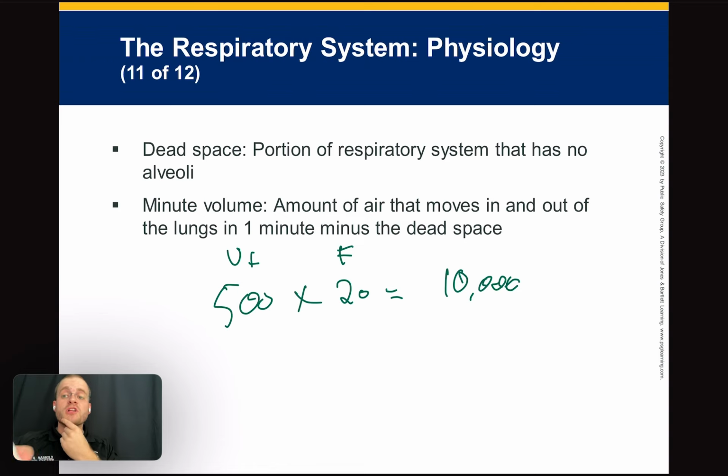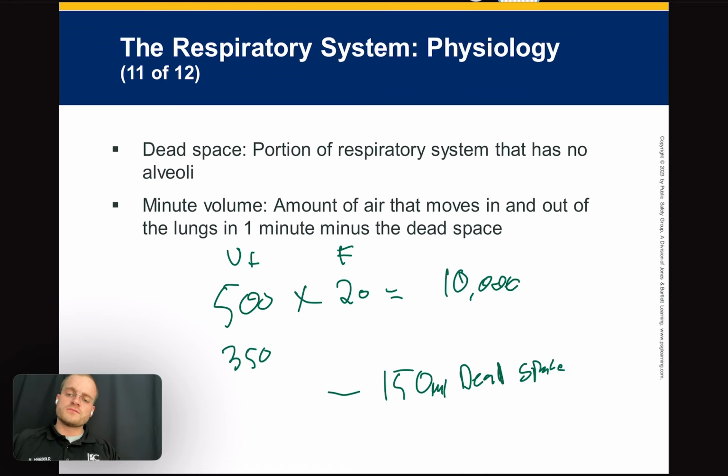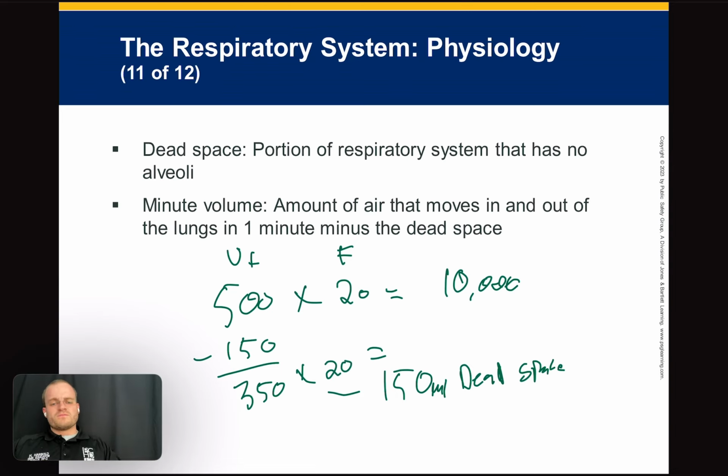So here's an interesting formula. I have to subtract my dead space. Dead space, I think I should have looked this up, is around 150 milliliters per breath. So here's how this formula would actually work. It's going to be 350, because you got to subtract the dead space. That's 350 times 20. I'm not a math major, forgive me. 7,000. So I'm breathing 7,000 milliliters a minute. That's minute volume. It is tidal volume minus dead space, times frequency.